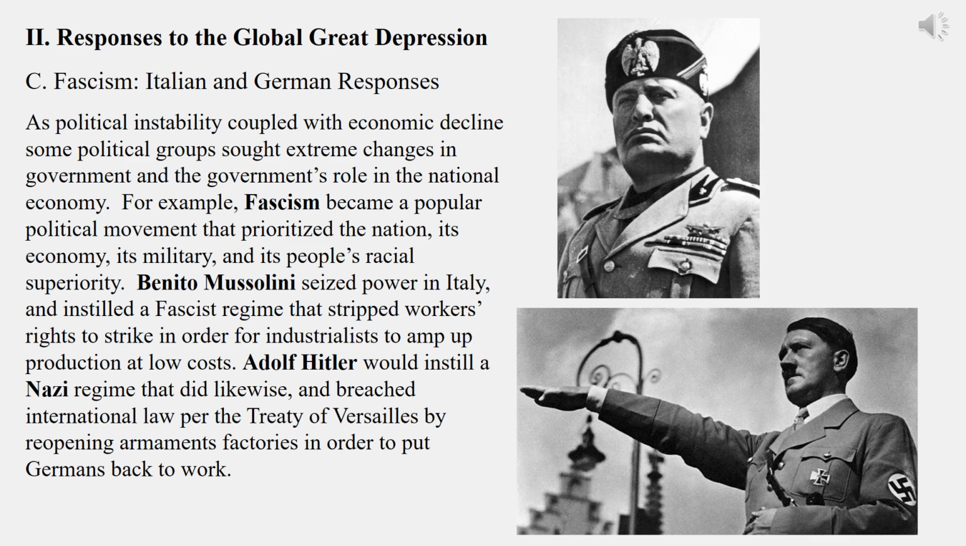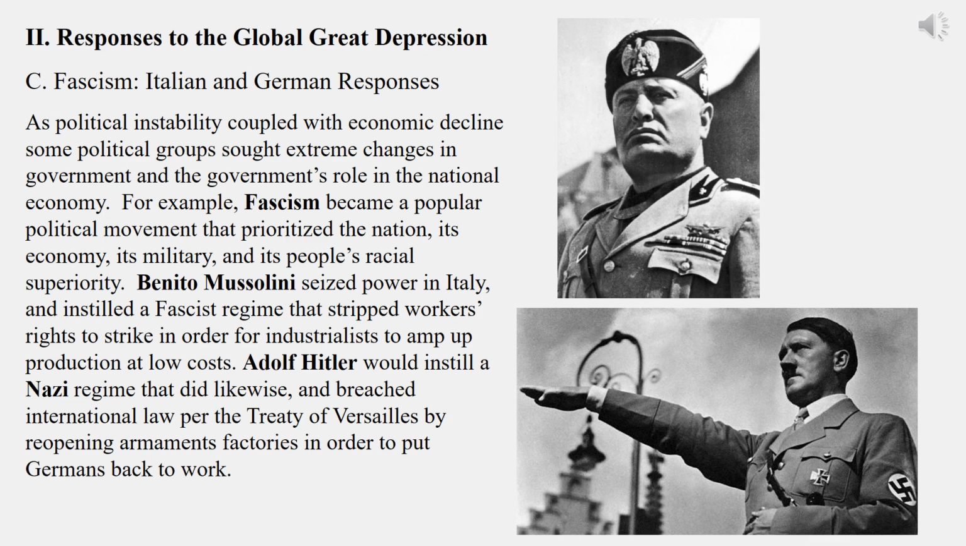As political instability coupled with economic decline, some political groups sought extreme changes in government and the government's role in the national economy. For example, fascism became a popular political movement that prioritized the nation, its economy, its military, and its people's racial superiority.